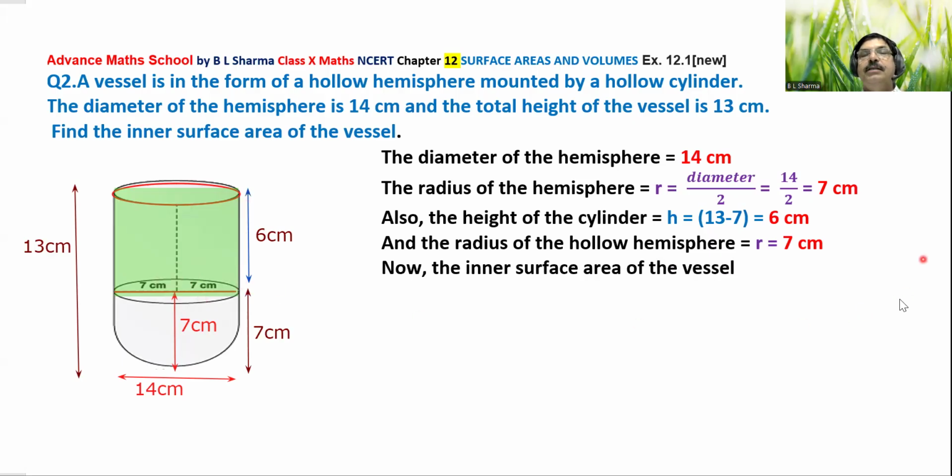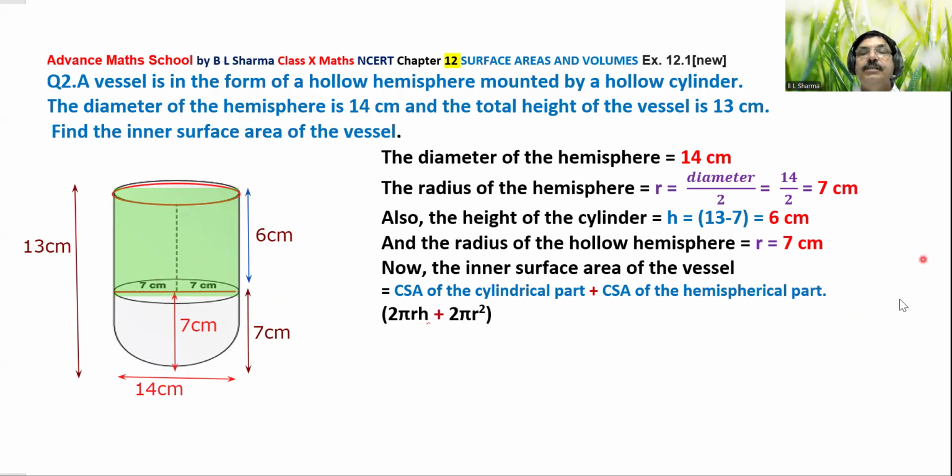And now inner surface area of the vessel, that is curved surface area of cylindrical part plus curved surface area of hemispherical part. Do you know the formula for it? The curved surface area of cylindrical part is 2 pi r h plus the curved surface area of hemisphere, that is 2 pi r squared. Take 2 pi r common, that is h plus r. Put the value of h, r, radius दोनों का सेम है. So 2 into, in place of pi 22 by 7, in place of radius you put 7, bracket, height of cylinder 6 centimeter and radius 7 centimeter. Now calculate and get your answer.